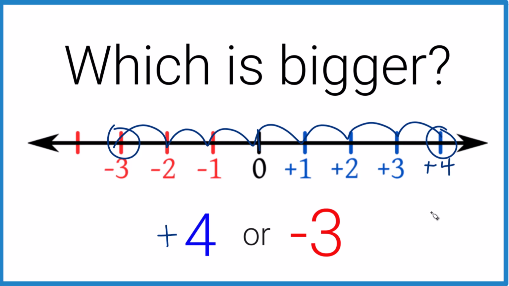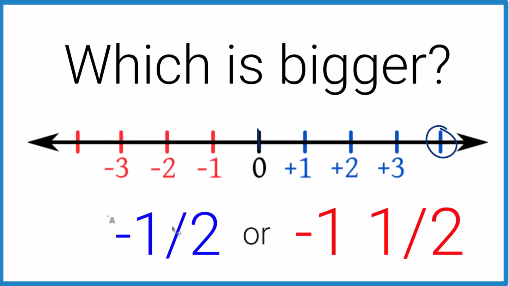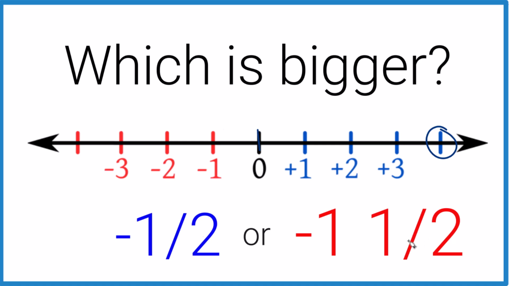All right, one last one. A little bit tricky though. -1/2 or -1 1/2? Try that. So here's 0 and 1. So -1/2, that's right there. That's -1/2. For -1 1/2, we go to -1 and then another half right there.